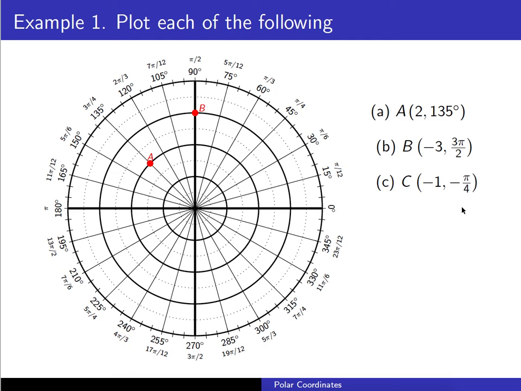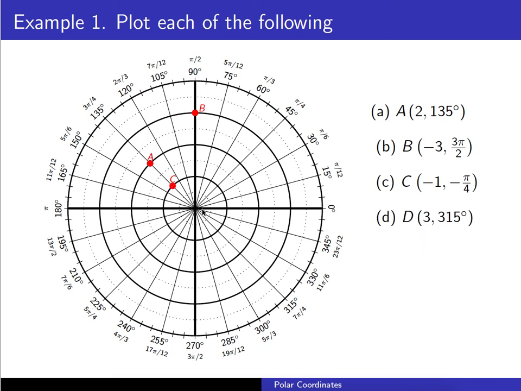Point C is at -1, negative pi over 4, or -1, negative 45 degrees. So we'll start out 1 unit to the left. This time we're going to rotate 45 degrees clockwise because this rotation angle is negative. So we start off 1 unit to the left, and now we're going to rotate 45 degrees clockwise, and point C should be right here. And there it is. All right, just 3 more for this example.